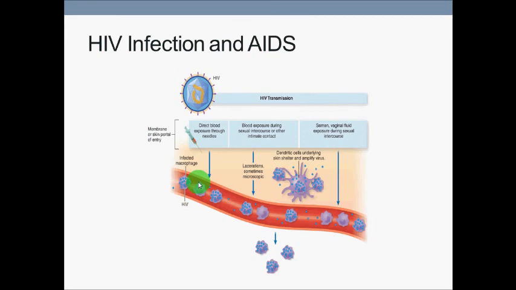Alright, so these are the different ways that HIV can be transmitted, and again, there's very few. And really, it is intimate blood-to-blood, body fluid-to-blood contact. So through needles, blood exposure, through other kinds of intimate contact, and then exposure through intercourse.